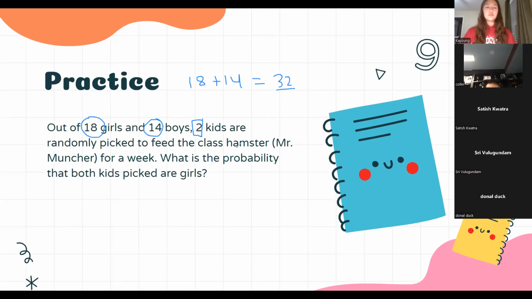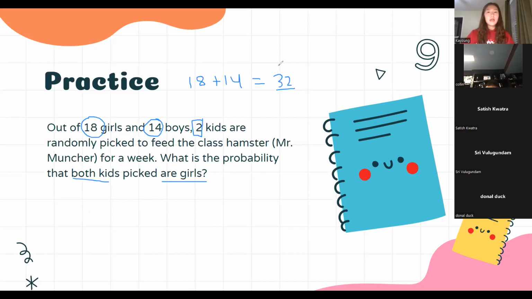So we're trying to choose 2 of them. And now we're trying to find the probability that both of the kids are girls. It could be that they're both girls, one of them's a boy and the other's a girl, or both of them are boys. But we're trying to find the probability where both of the students are girls. So in order to do this, we need to find the probability of picking a girl as the first kid, and then the probability of picking a girl again as the second kid.